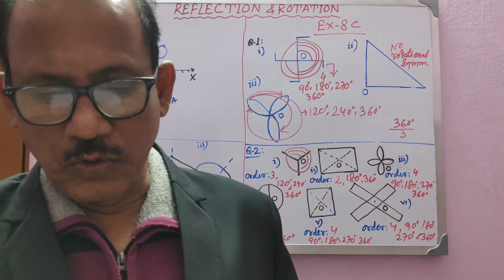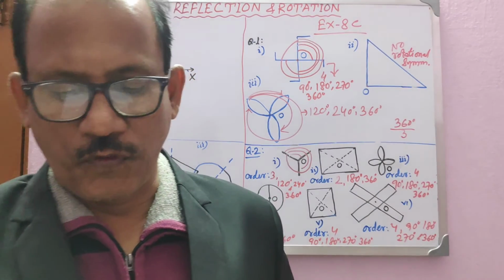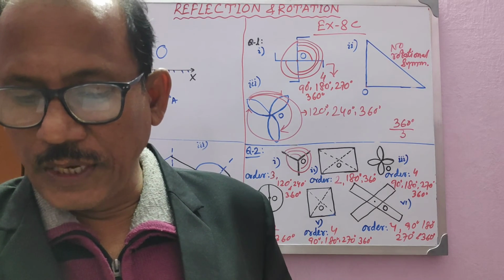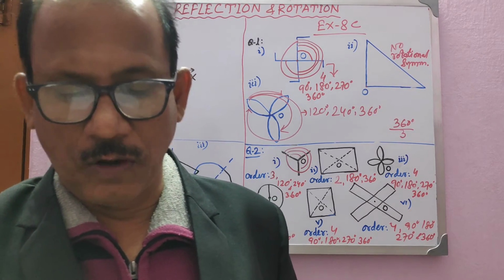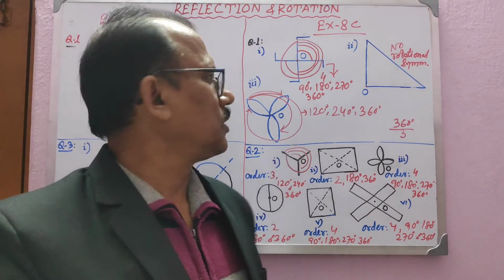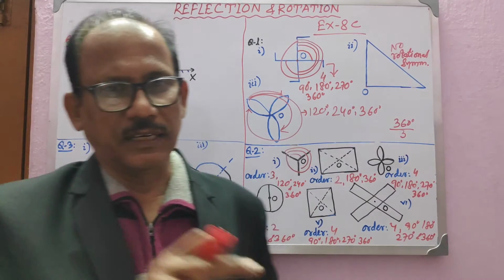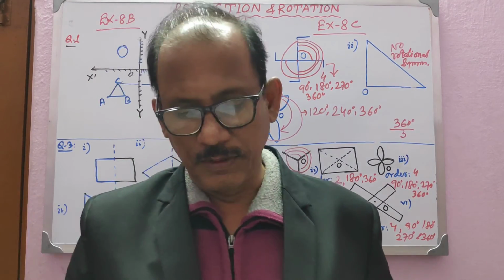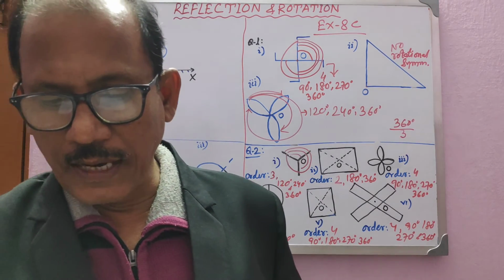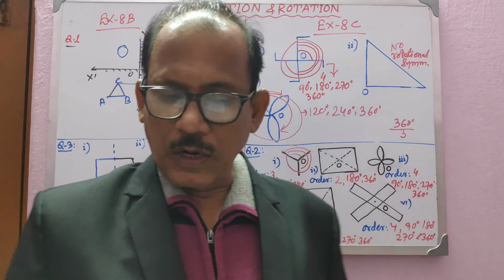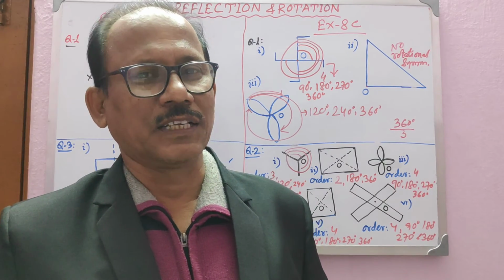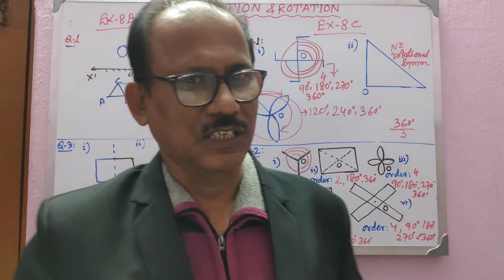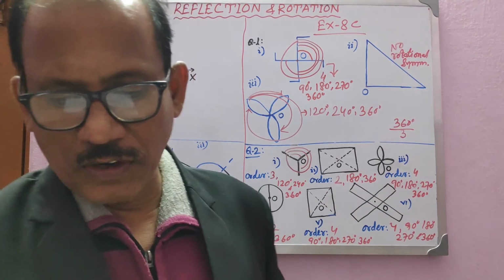Now, state true or false. An equilateral triangle has rotational symmetry of order 3 about the point of intersection of its altitudes. Yes, the altitudes of an equilateral triangle intersect at a particular point, and if you rotate through that point, it will be symmetrical. It is a true statement. A square has rotational symmetry of order 4 about a vertex. No, it will not be about a vertex. It will be about the point of intersection. Okay, so it is a false statement.